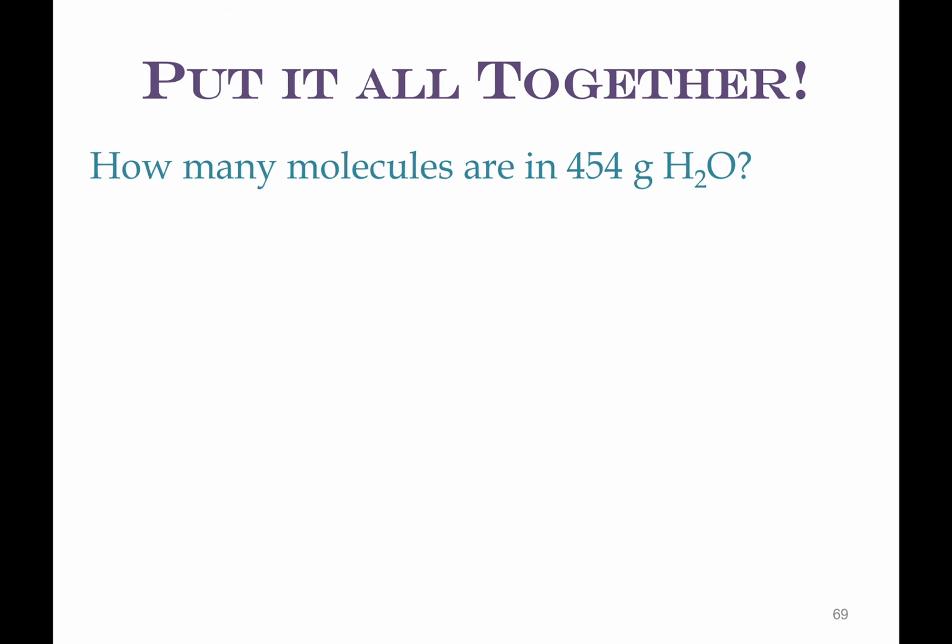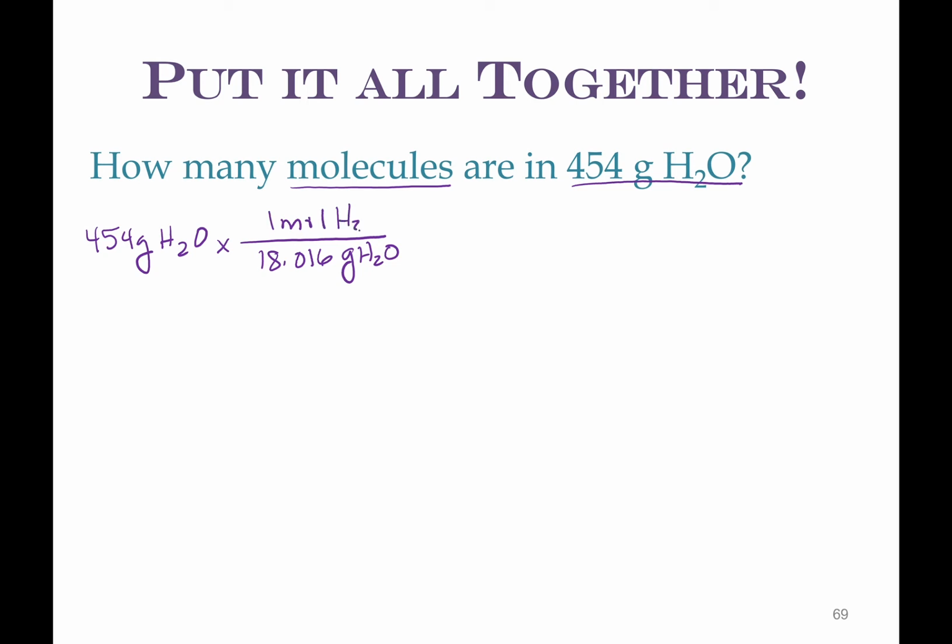Put it all together. How many molecules are in 454 grams of water? So this is the first two-step process we have. 454 grams of water. We need to calculate the molar mass of water. Depending on which periodic table you're using, you'll take 2 times the mass of hydrogen, 1.00794, plus 15.9994, and you get 18.016. So 18.016 grams of water for 1 mole of water. This is the molar mass step.